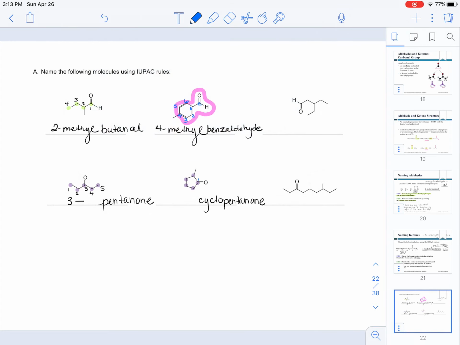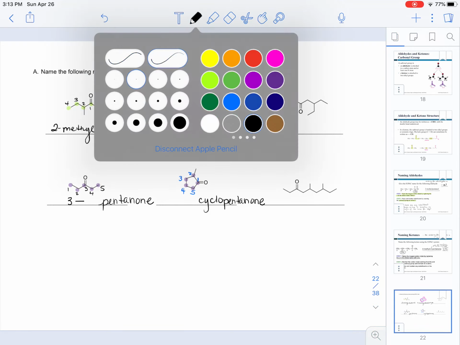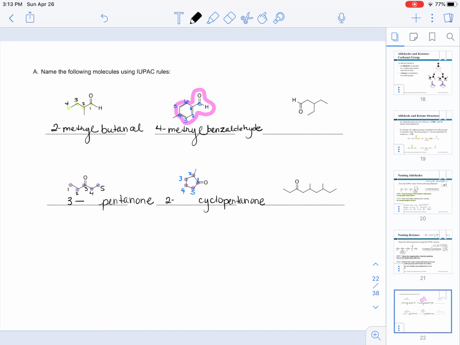So this is going to be carbon one, and then we can go around the ring clockwise or counterclockwise to give the substituents the lowest number. So here we have to go counterclockwise. So this is 1, 2, 3, 4, 5. So the name of this compound is 2-methylcyclopentanone.